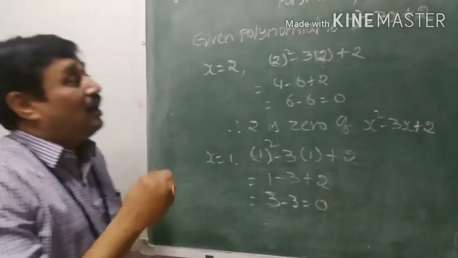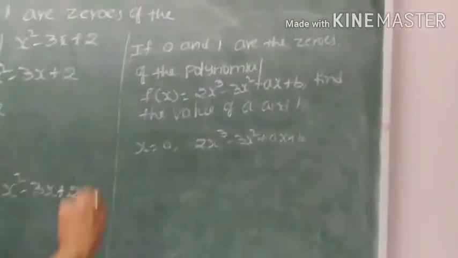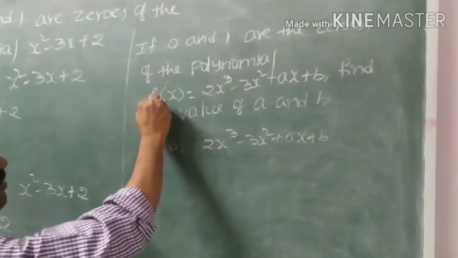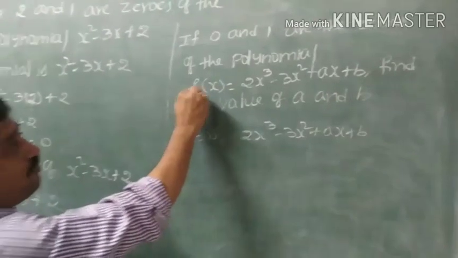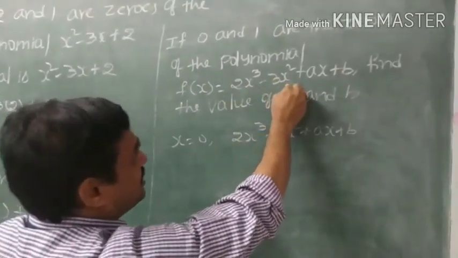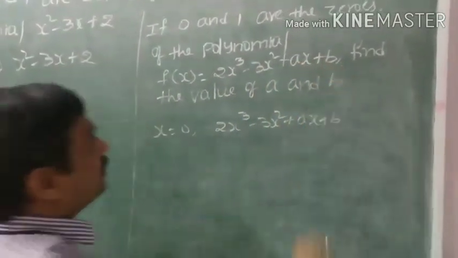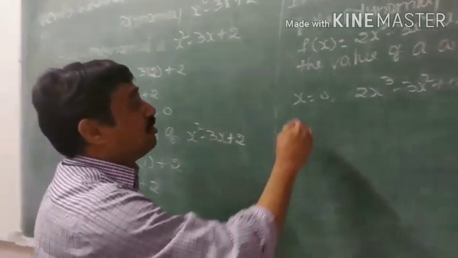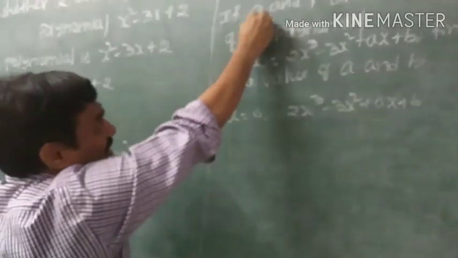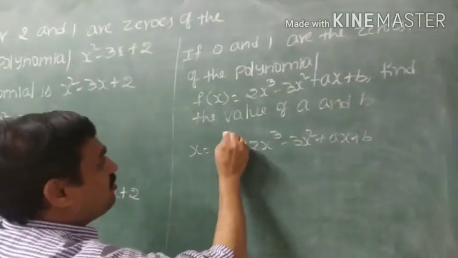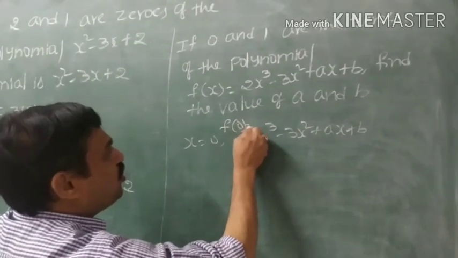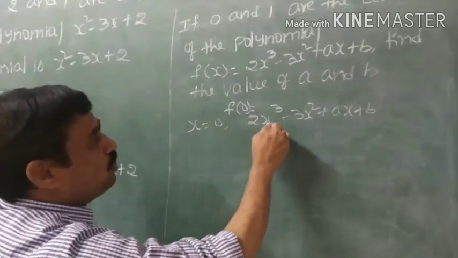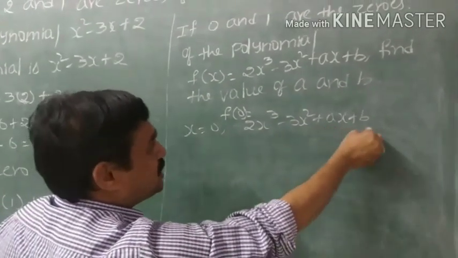The other thing is, if 0 and 1 are the zeros of the polynomial f of x, here f of x is nothing but function of x. f of x equal to 2x cube minus 3x square plus ax plus b. Now suppose they have given x equal to 0. Now x equal to 0 means f of 0 is equal to, because they have given f of x, 2x cube minus 3x square plus ax plus b.